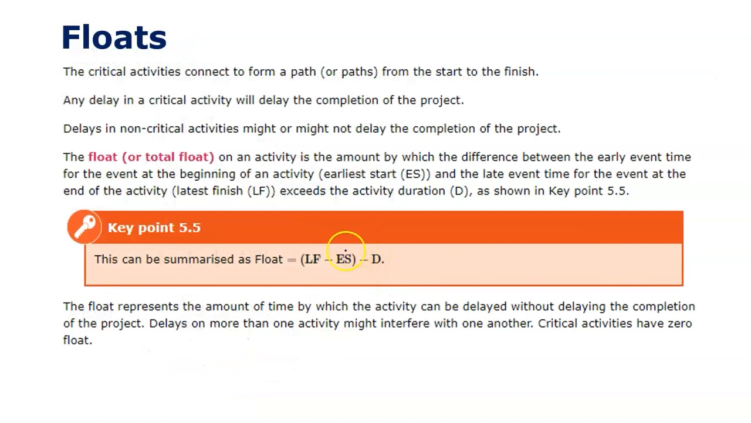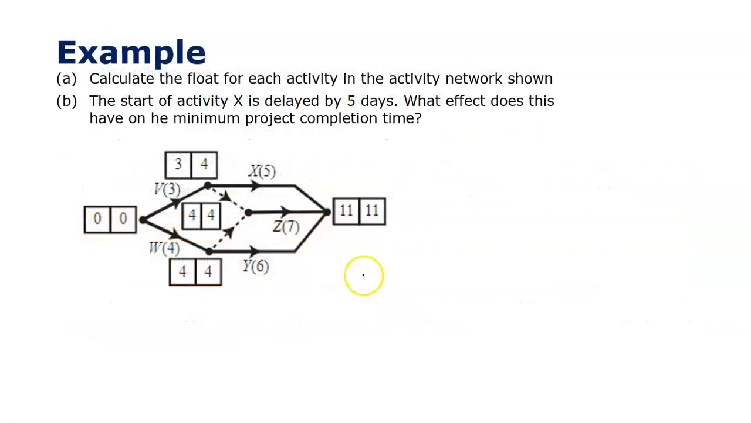Floats. Now we've talked a bit about floats in the last video. This is where you do your outer numbers, and then you take away the duration. It's very similar to what we were just doing, so it's probably best if you read it yourself and make notes, but then we'll just look at this here. It says calculate the float for each activity. And probably the best way to do this is to do it down here.